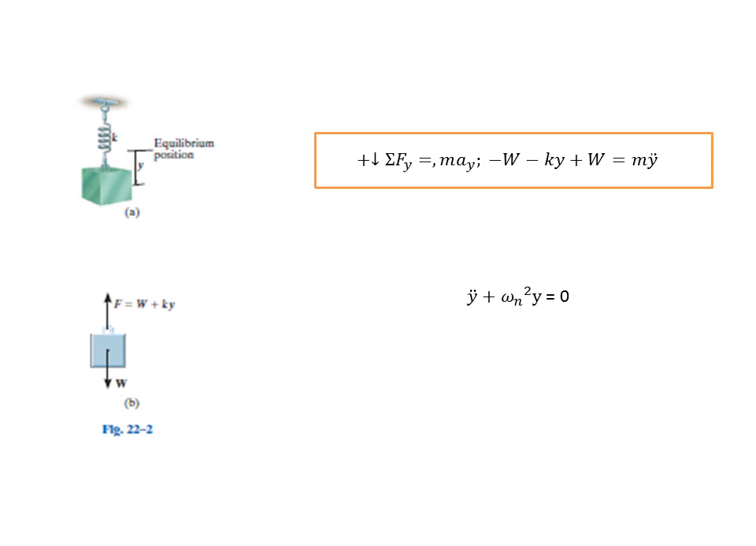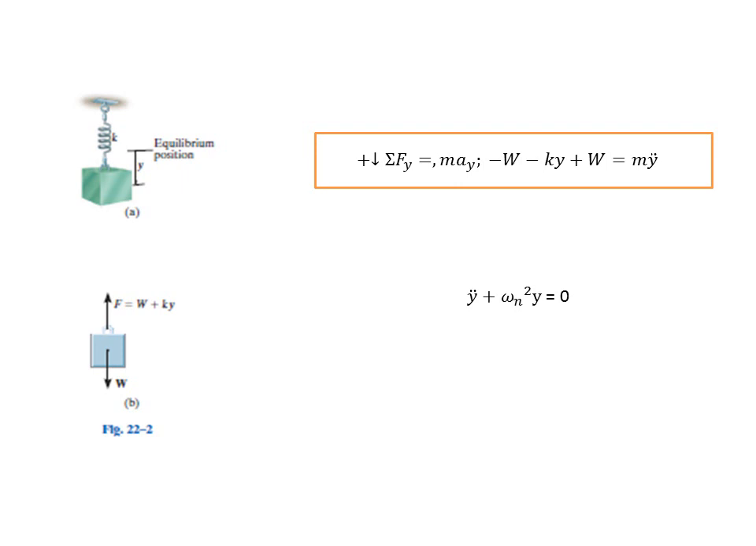Thus, applying Newton's law, F is equal to ma. So we have negative W minus ky. Why did it become negative? Because the direction of the force is downward. Therefore, the positive orientation is downward. That is our rule in engineering mechanics.